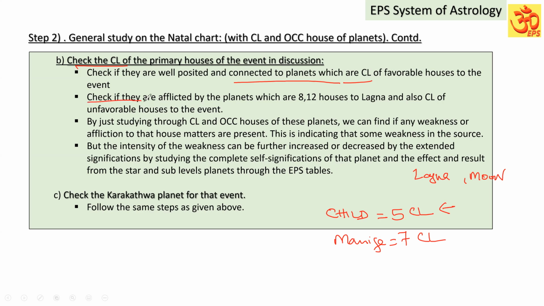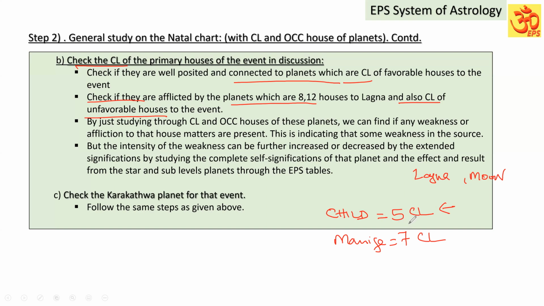Check if they are afflicted by the planets which are the 8th and 12th houses to the lagna, and importantly, the cuspal lord of the unfavorable house to the event. Suppose the 5th lord is conjoined with the 8th lord. The 5th lord is aspected by the 12th lord. The 5th lord is in the 4th house. So it means the unfavorable house to the 5th house matters and the unfavorable house to the lagna. If they are all influencing that 5th house, 5th lord, they indicate that the 5th lord has weakness.